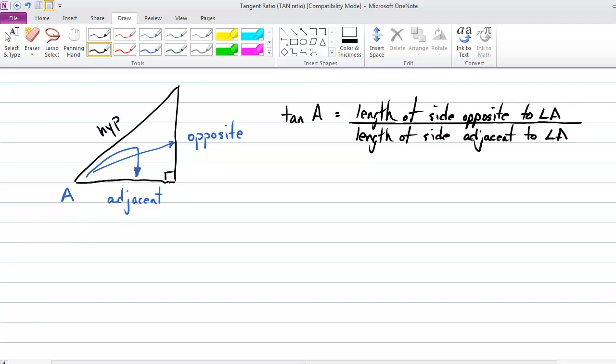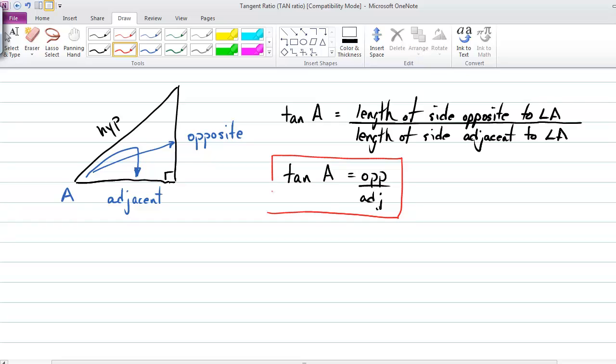So if we know a particular relationship, we can go ahead and solve many, many triangle questions. So here's our shorthand tan ratio. This is the one that'll get stuck in your head. This is the one that's given on your provincial exam, and this is the one that's on your blue sheet right now. So the tangent of an angle is equal to the length of the side opposite that particular angle divided by the length of the side adjacent to that particular angle.